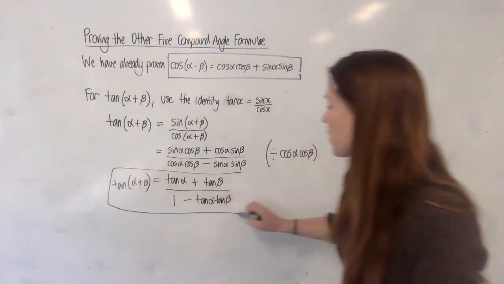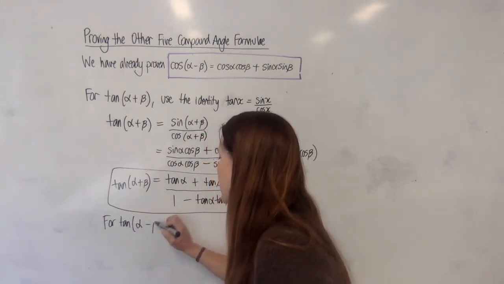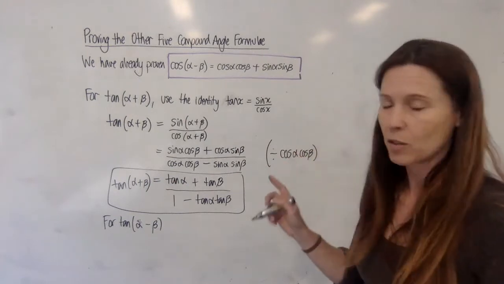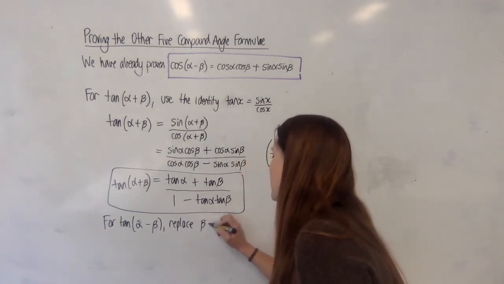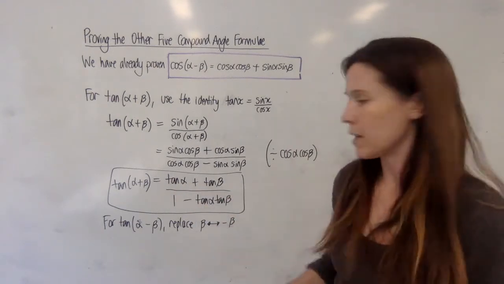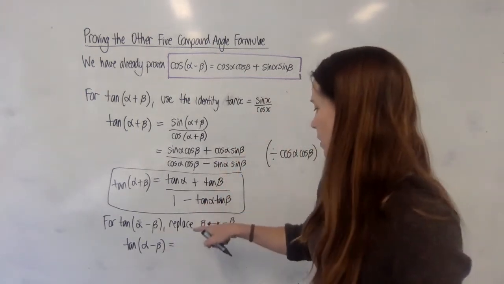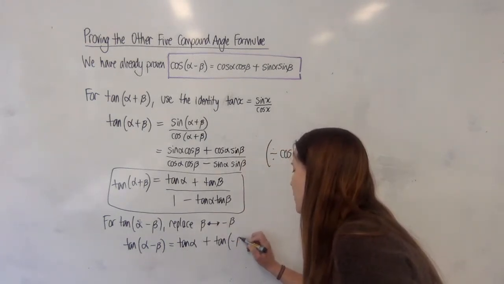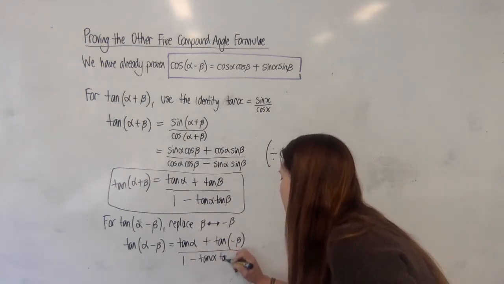Okay, now while we're there, let's go ahead and prove tan of alpha minus beta. Now what do you think we're going to use? It seems pretty obvious because we've done it twice before. We're going to just swap the betas and the minus betas. Okay, so when we go ahead and do that and write out this formula here, we're going to get the tan of alpha minus beta is equal to, now we've got the tan of alpha, that stays the same, plus the tan of negative beta over 1 minus tan alpha, tan negative beta.